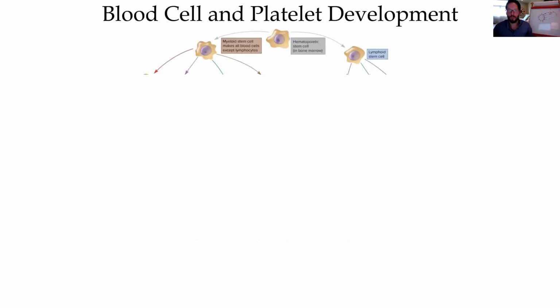And so I'm going to work through this diagram of the differentiation, because it's important that you know all of these cells, where they come from. It might be important that you know it by the end of this week. So we start off with the hemopoietic stem cell, all right? That's going to be derived from your bone marrow. And it can go one of two ways. It can differentiate into a myeloid stem cell, or it can differentiate into a lymphoid stem cell.